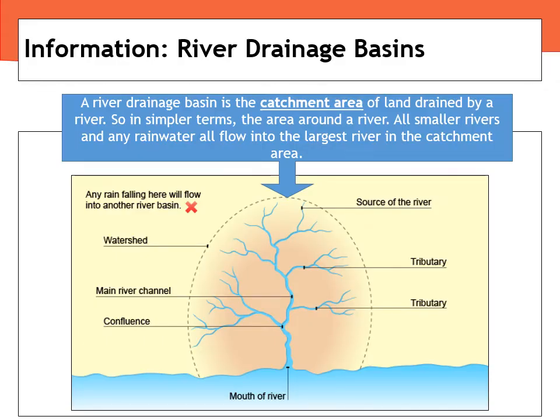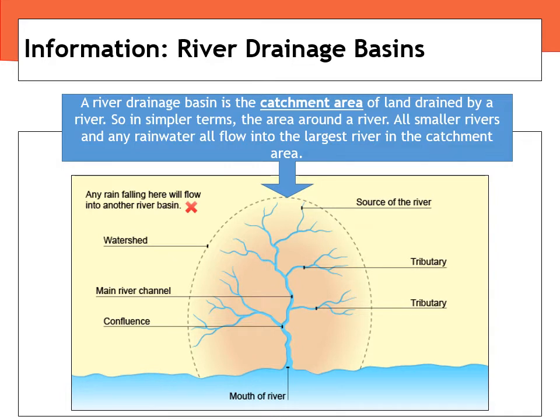So what is a drainage basin? Okay, so a river drainage basin is a catchment area. Catchment area just meaning a surrounding area. So say for instance, the Bicester School's catchment area is Bicester, the small area around Bicester, maybe Ambrosden, Arncott and some of those smaller villages as well. Okay, so a catchment area is an area around a certain thing. So a catchment area of land drained by a river.